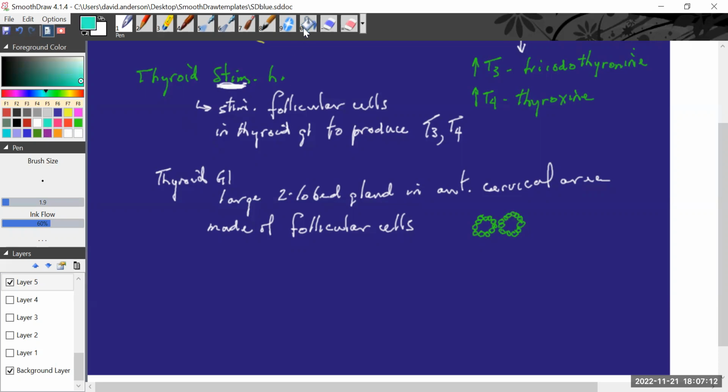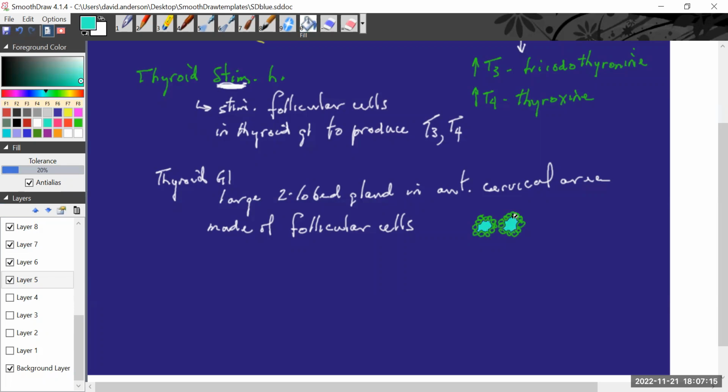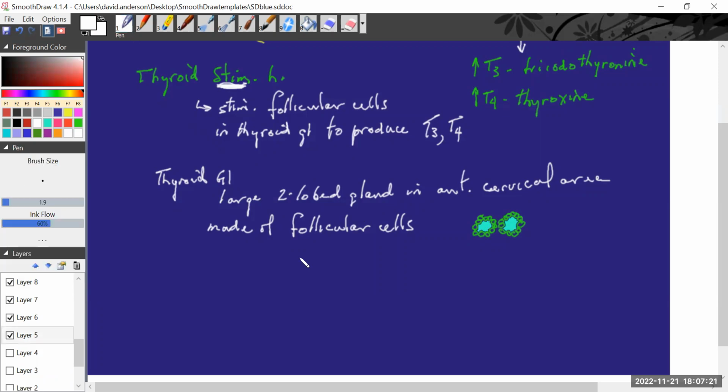And in the center of these follicular cells is something called thyroglobulin. So these cells produce thyroglobulin. And the thyroglobulin is made up of some carbohydrates and some proteins that create this sort of gel-like fluid. And this thyroglobulin attracts iodine.